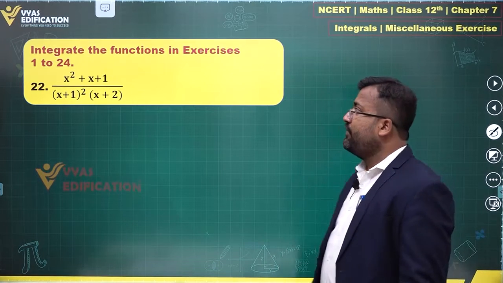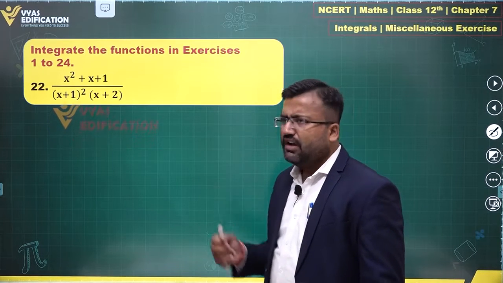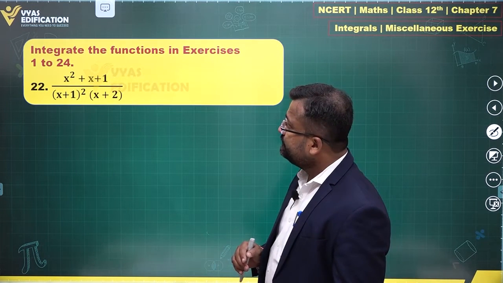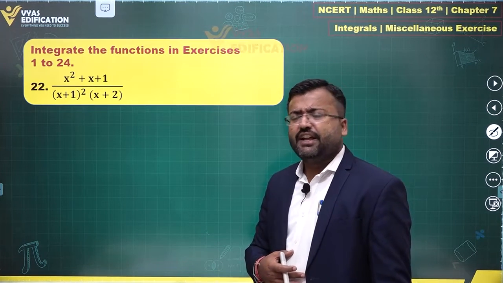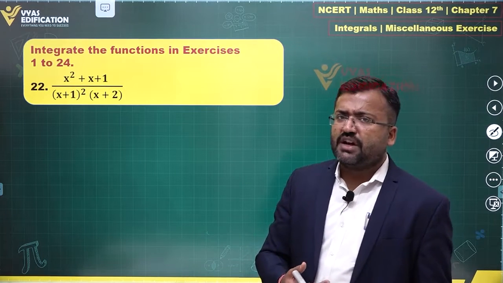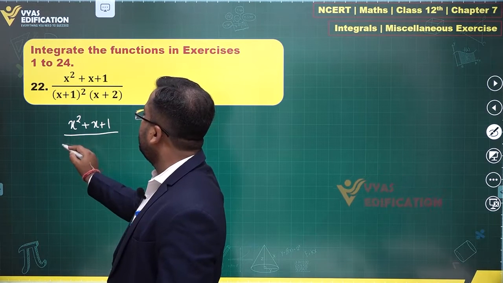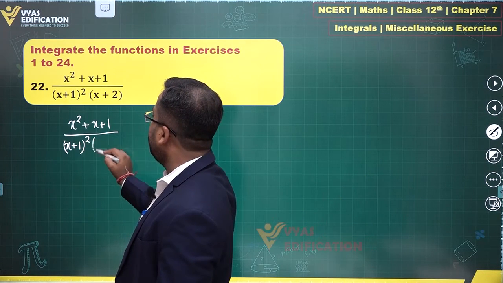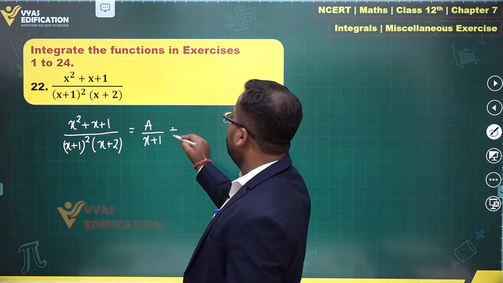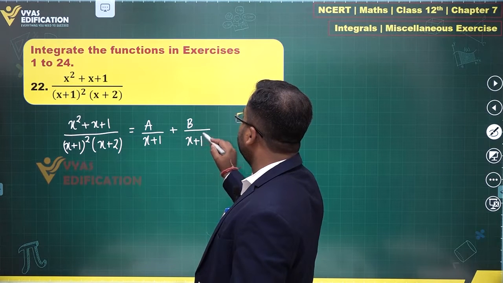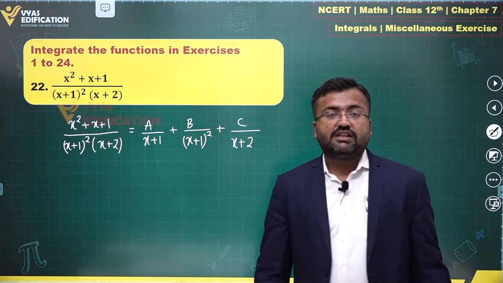In question number 22, what do we have? (x square plus x plus 1) upon this whole expression. How will we handle this? The first thing that we'll do is, obviously, the denominator has been factorized into linear factors. The degree of numerator is less than the degree of denominator, so we'll use partial fractions. So let's convert (x square plus x plus 1) upon (x plus 1) square times (x plus 2) into a upon (x plus 1), b upon (x plus 1) square, c upon (x plus 2), in this form.